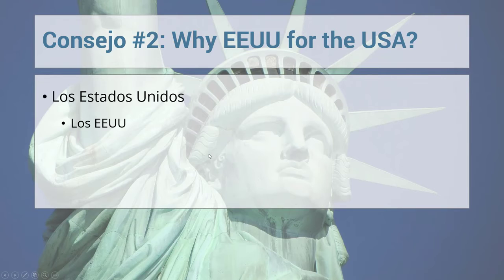So that's easy. The second question is, why EE.UU. for the United States? Well, everything in Spanish is about agreement. Masculine, masculine, feminine, feminine, plural, plural, singular, singular. If the abbreviation is plural, then you've got to write it plural. So, los Estados Unidos, that EE stands for estados rather than E for one estado.